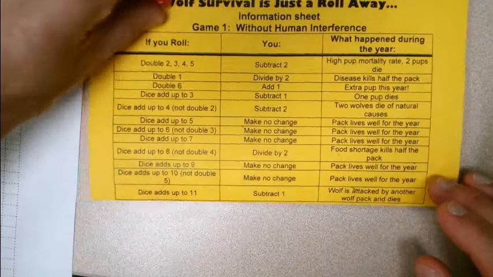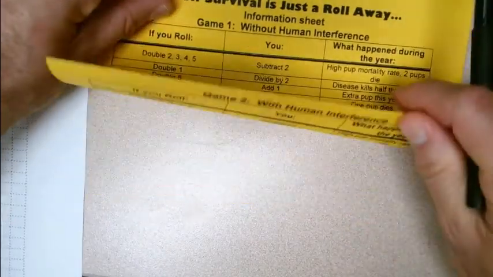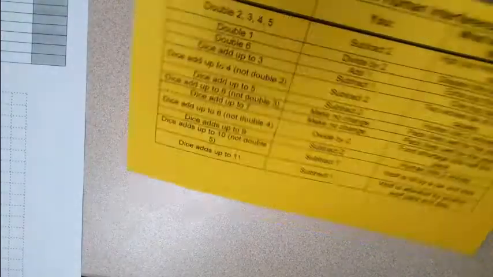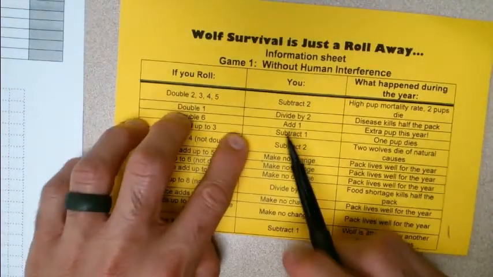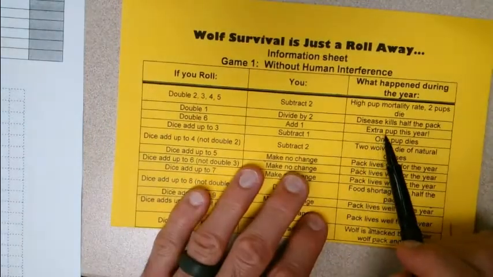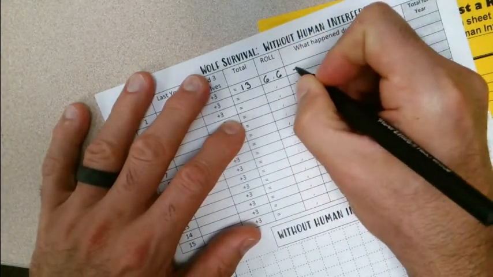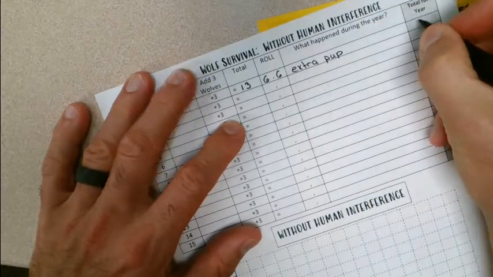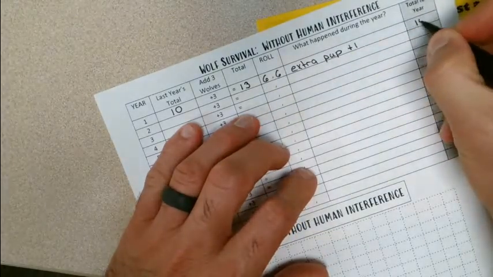And I got double 6s, which says... Oh, there we go. Sorry, right here. Double 6s. It says add 1. So I get to add 1 because I got an extra pup this year. Yay! So I'll write double 6s, extra pup. And so my total, so it's a +1. So my total is going to be 14.